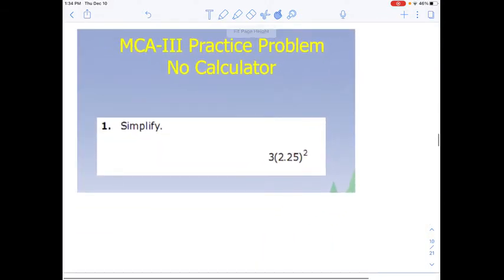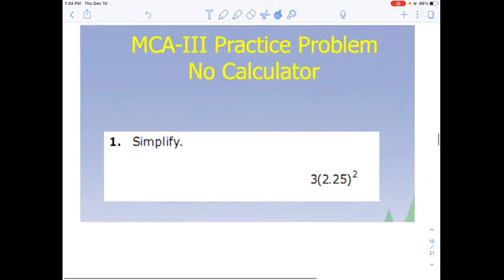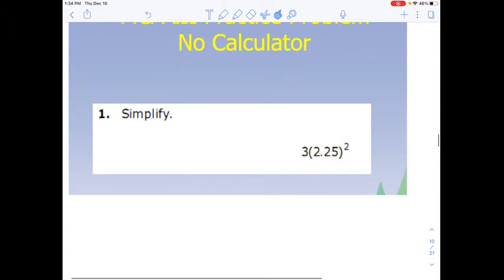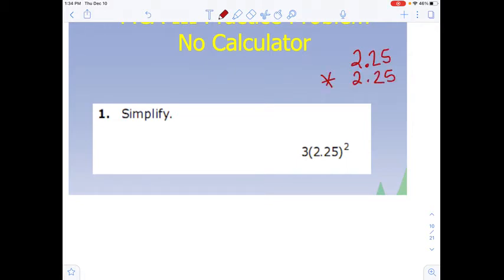All right, the next few are going to be practice problems that you would see on a standardized test. So no calculator on this one, but it says to simplify. So 3 times 2.25 to the second power. So remember, exponents come first before multiplication. So I need to take 2.25 times itself. I'm going to bump the decimals to the right, a total of 4 times. And then I'm going to multiply here.